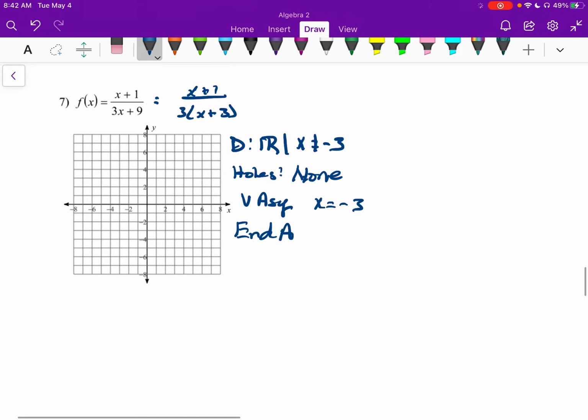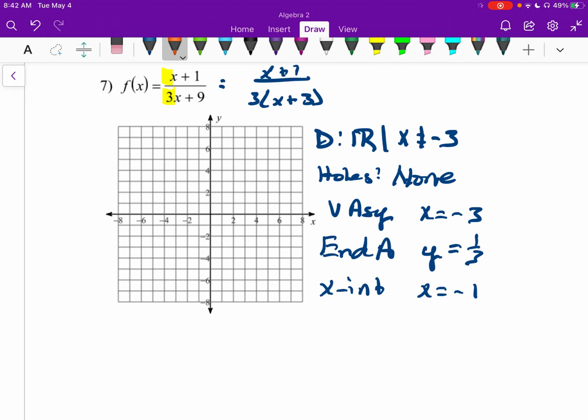We have an end asymptote at y is 1/3, right? We take those coefficients from the original. So there's a 1 and then a 3 on the bottom. An x-intercept at x is -1. Plotting these, we have a vertical asymptote at -3, an end asymptote at 1/3, and an x-intercept at -1.